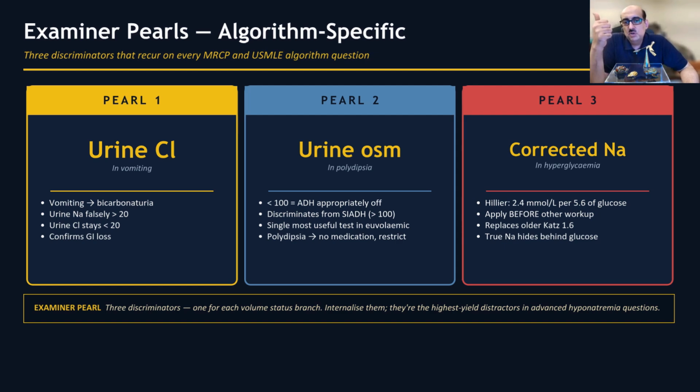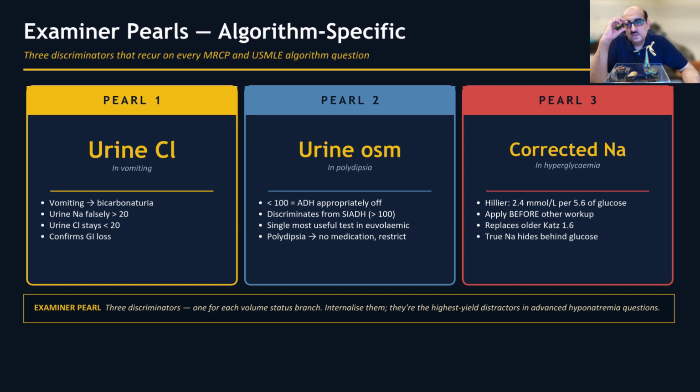Pearl number 2, urine osmolality. In polydipsia, when you're confused whether the ADH is appropriately switched on or not, the urine osmolality gives us a clear indication between polydipsia and SIADH, because if it's less than 100, it's dilute urine, it goes with primary polydipsia, and if it's above 100, mostly above 300, it's SIADH, and the clinical volume assessment will give the diagnostic clue. SIADH will be euvolemic, while polydipsia will be dehydration, hypotension, tachycardia, etc.